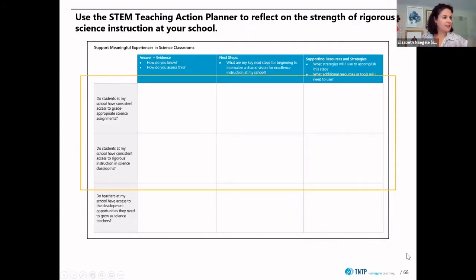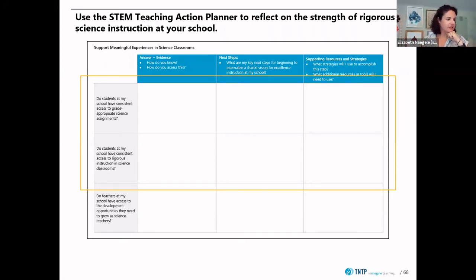All right, I want to pause here to go back to the STEM Teaching Action Planner. We did not have time to revisit that after we talked about grade appropriate assignments, but I would really love for you to have a few minutes to think about, now that we've talked about grade appropriate assignments and rigorous instruction as it connects to meaningful science experiences, for you to jot down some ideas around what is the current state of these things in your building and where do you want to move? What are your next steps that you want to take?